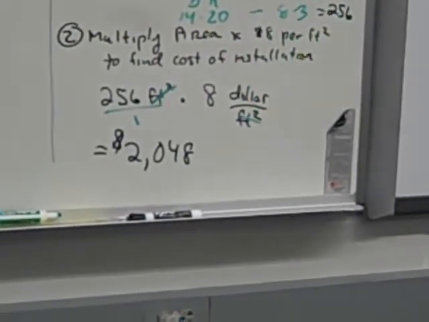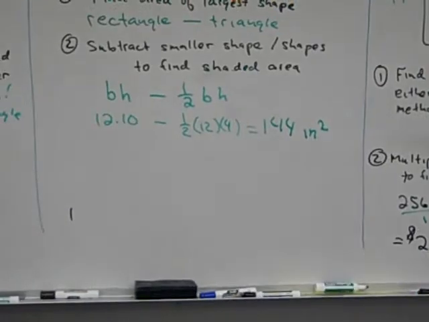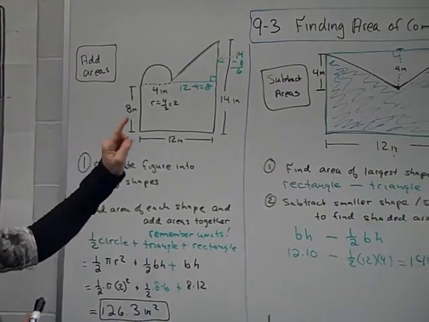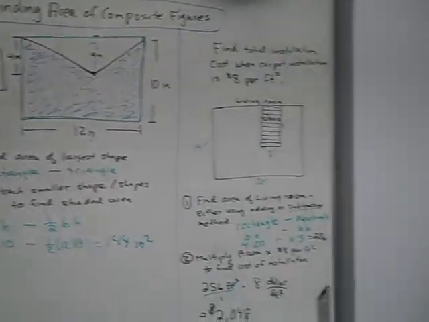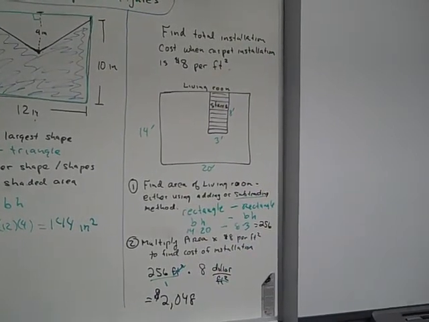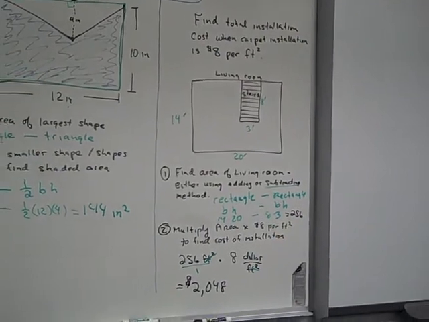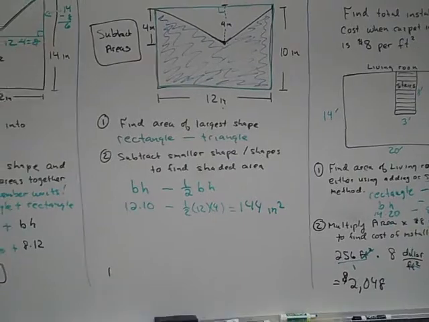So now we've looked at all of the different ideas in Lesson 9.3. We've looked at adding areas to find a composite figure, subtracting areas to find a composite figure, and figuring area and multiplying by cost per square foot to find how much it costs to do some remodeling. Use these ideas, please, as you do your homework, making sure to show your work. See you in class.